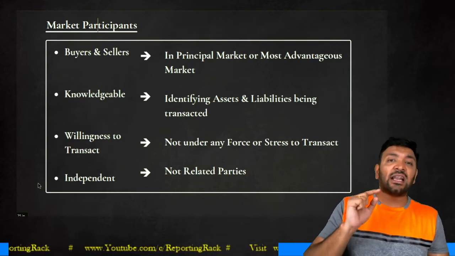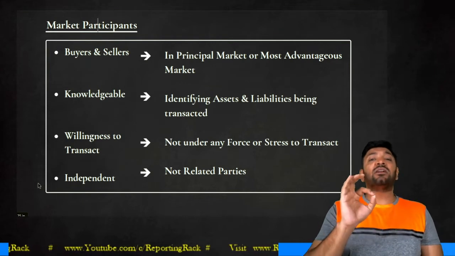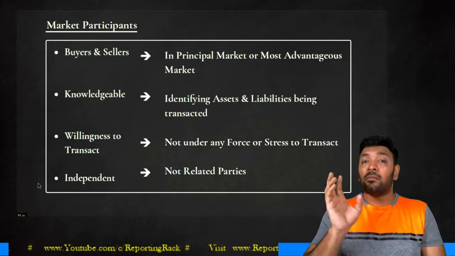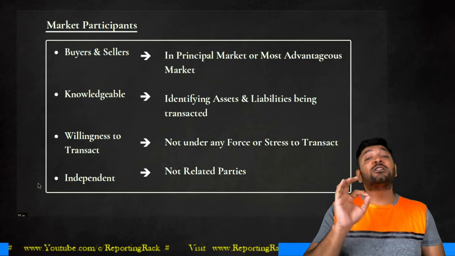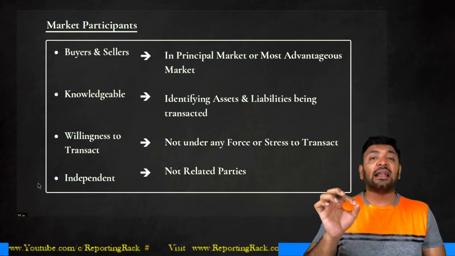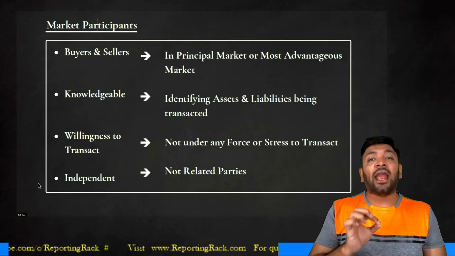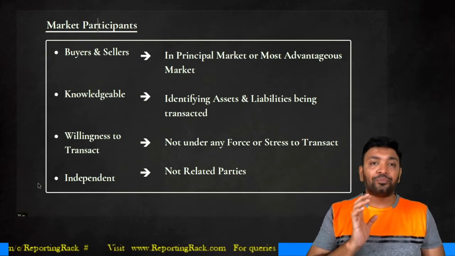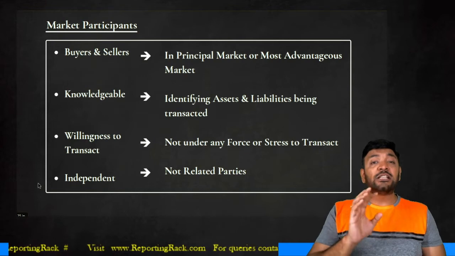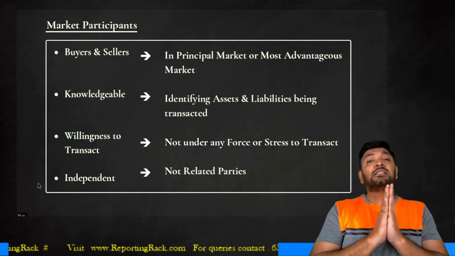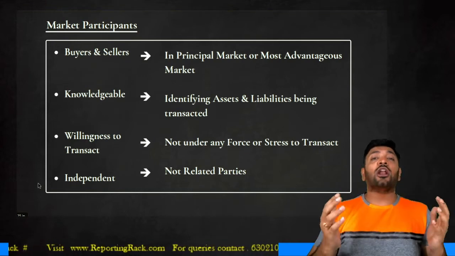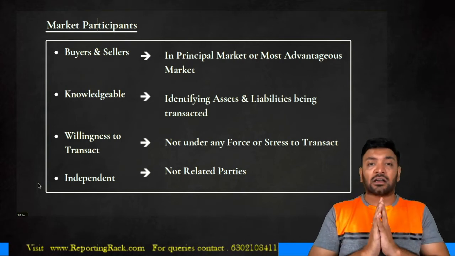What is the most advantageous market? A most advantageous market is a market, as the name itself suggests, which maximizes the price which I get by selling the asset, or minimizes the price which I have to pay to transfer a liability. Clear? So what is a principal market? A principal market is a market in which the highest volume of similar transactions have occurred.